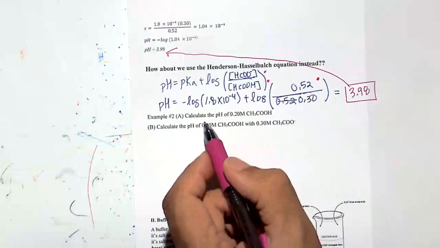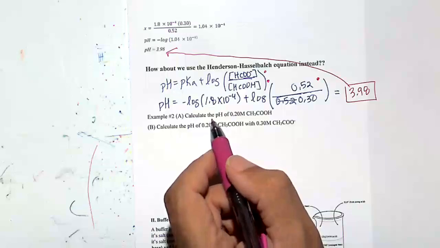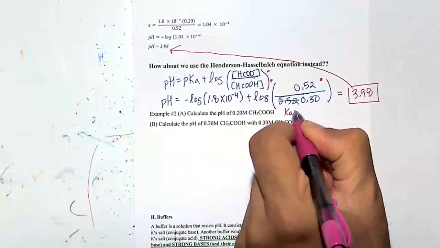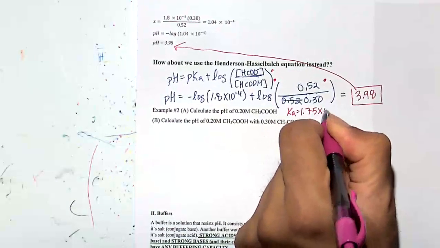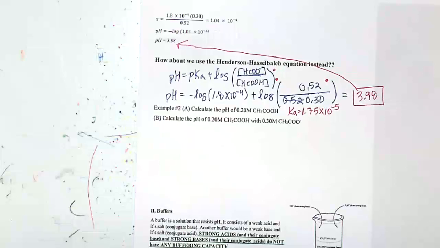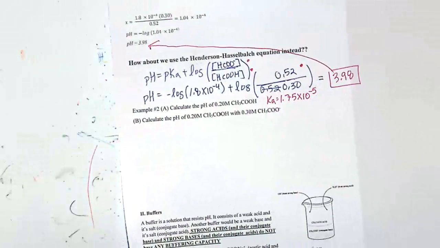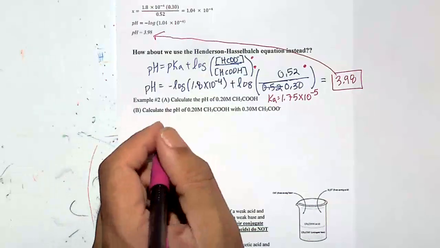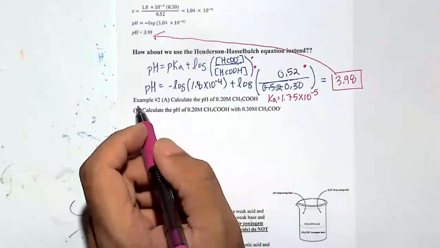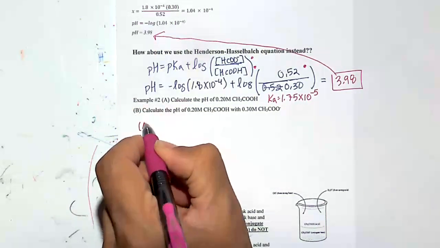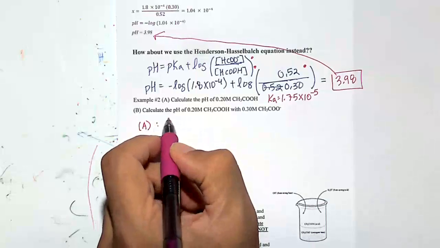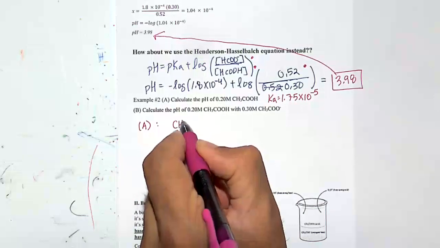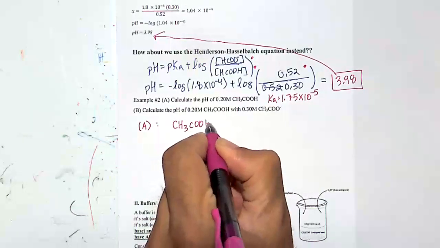All right, how about this one here? Calculate the pH of 0.2 molar solution of acetic acid. The Ka for acetic acid is 1.75 times 10 to the minus 5. I'll give you that. Do we know how to do part A? Shall I do it, or do you want to do it at home or by yourself? All right, what's the first thing you'll do? The first thing you'll do is write the equation.